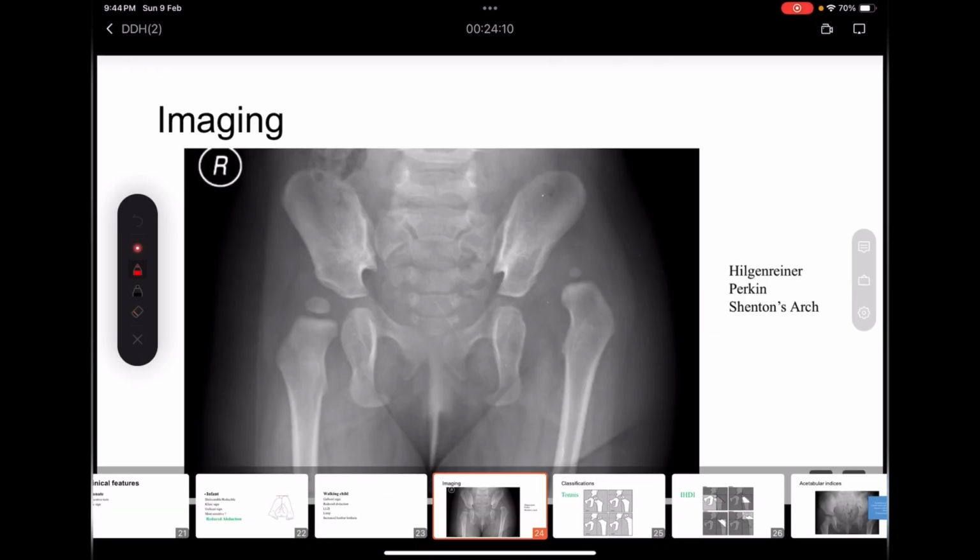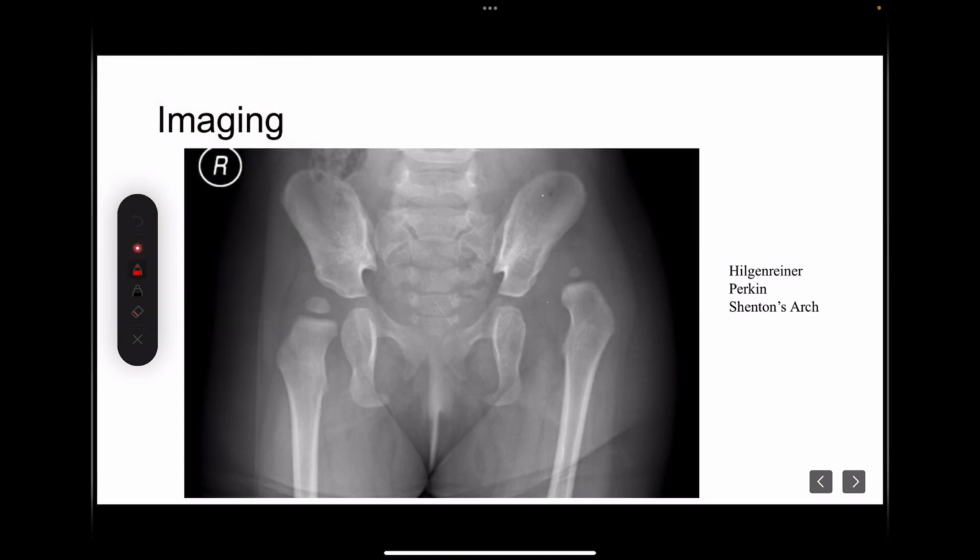So now we will be discussing the imaging of developmental dysplasia of the hip. There are certain lines which we draw in the hip of any pediatric case. One is Hilgenreiner line, a horizontal line passing through the triradiate cartilage of the two sides. These are the triradiate cartilages. So the horizontal line passing along the triradiate cartilages of both sides is Hilgenreiner line. And one vertical line along the lateral edge of the acetabulum, over this part. The vertical line along the lateral edge of the acetabulum is Perkin line.